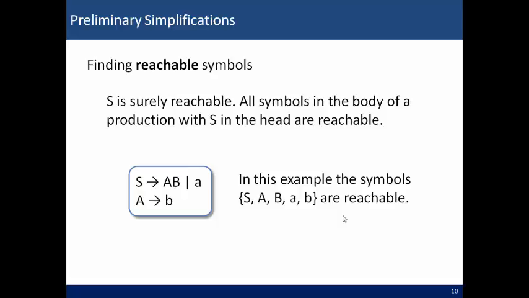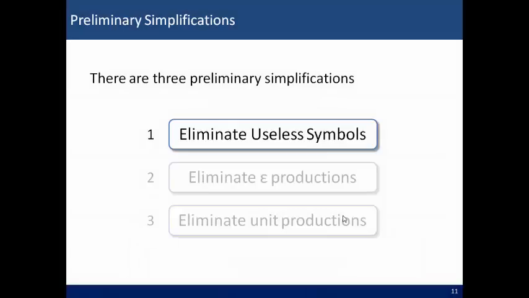Here S is surely reachable because it is the starting symbol. And all symbols in the body of a production with S in the head are reachable. In the given grammar, S, A, B and terminal symbols small a, small b are all reachable. So we have seen how to remove useless symbols.